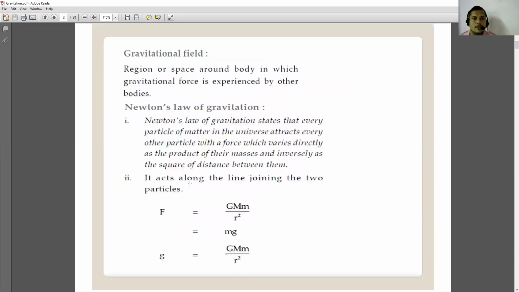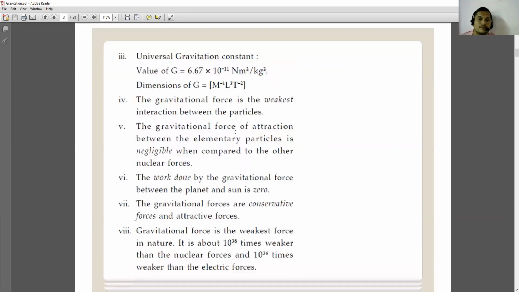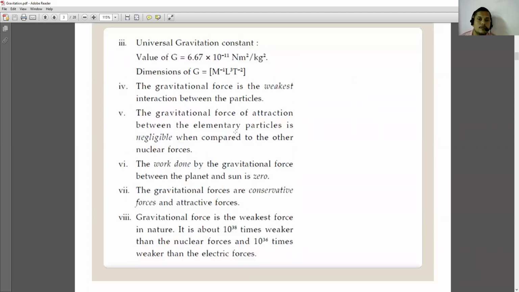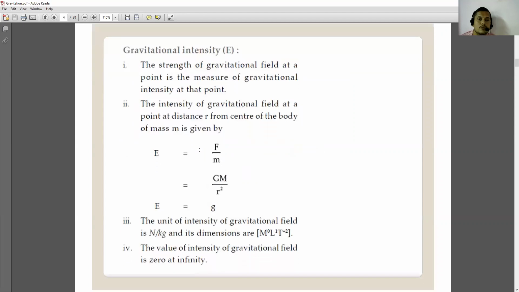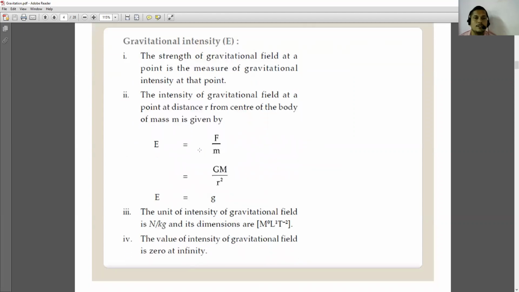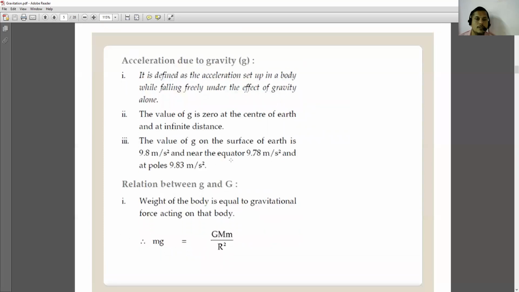So we have started with the gravitational field. Then what is meant by Newton's law of gravitation. In that we have compared this gravitational force with the other natural forces, its value, how it is the weakest one amongst other all. Then gravitational intensity, its unit dimension. Then g, that is acceleration due to gravity, its value on the surface of earth, near equator, near pole.